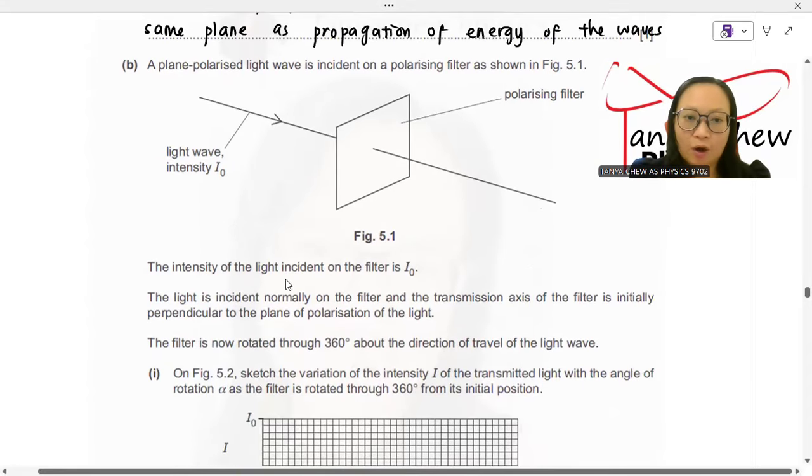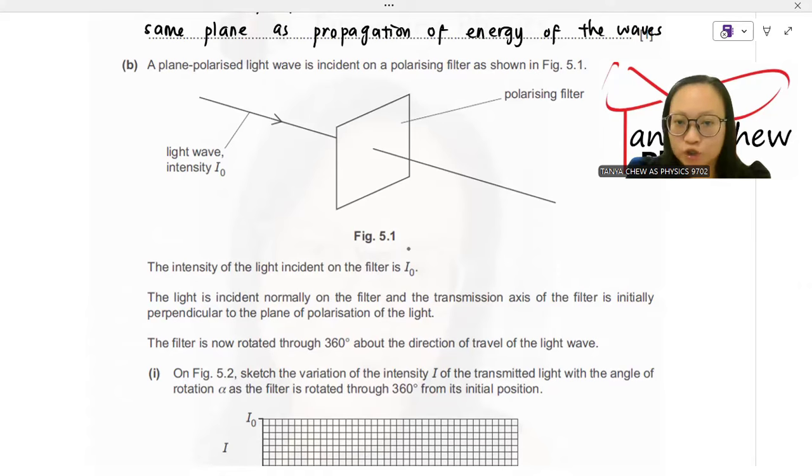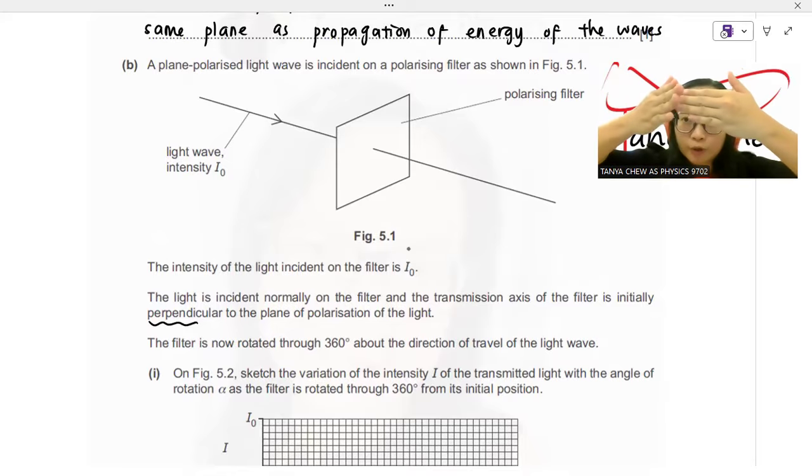The intensity of the light incident on the filter is I naught. The light is incident normally on the filter, and the transmission axis of the filter is initially perpendicular. Right, not parallel, perpendicular to the plane of polarization of the light. So it is acting perpendicular because the light's polarization is in a horizontal direction, let's say, and then this filter is perpendicular. Right, can you see 90 degrees, 90 degrees.